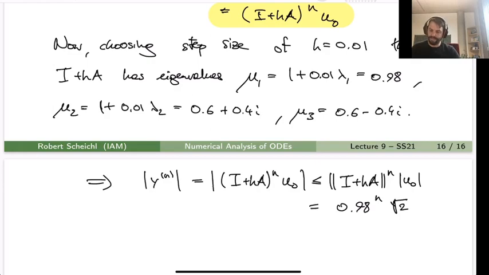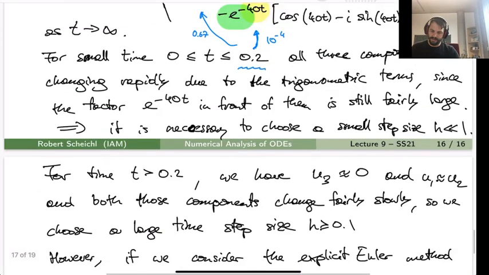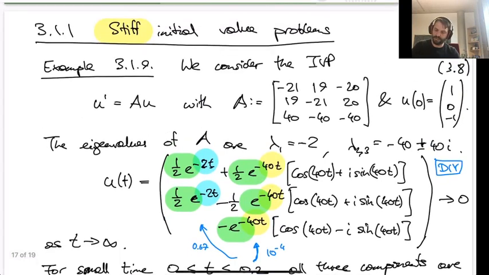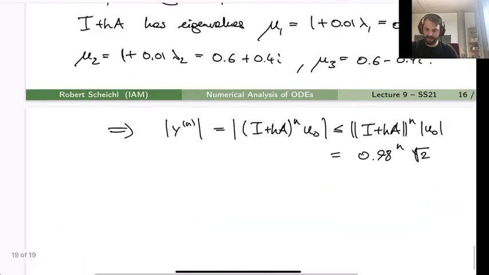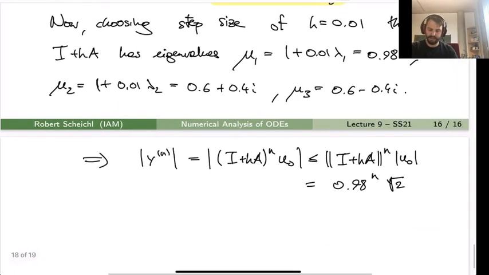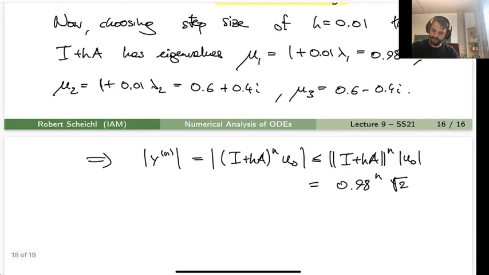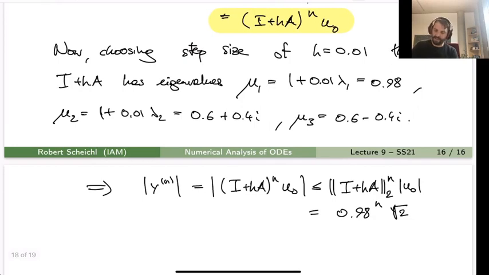So here was the initial condition: 1, 0, minus 1. That has norm square root of 2. The spectral norm, the 2 norm, of the matrix I plus HA is of course the largest eigenvalue in modulus, and it is 0.98 here.